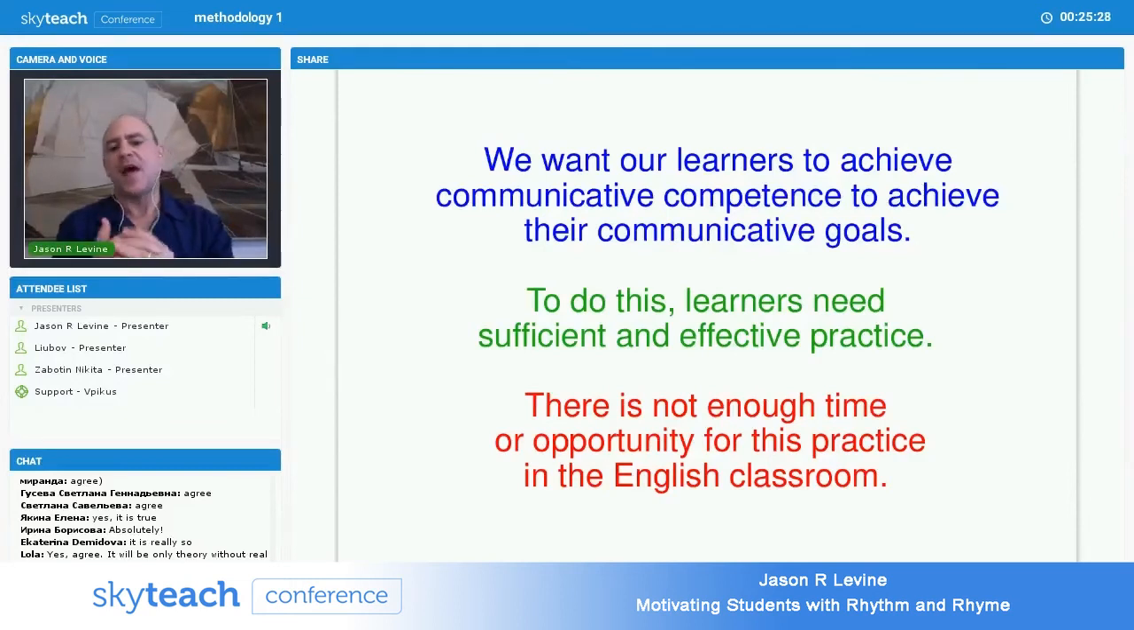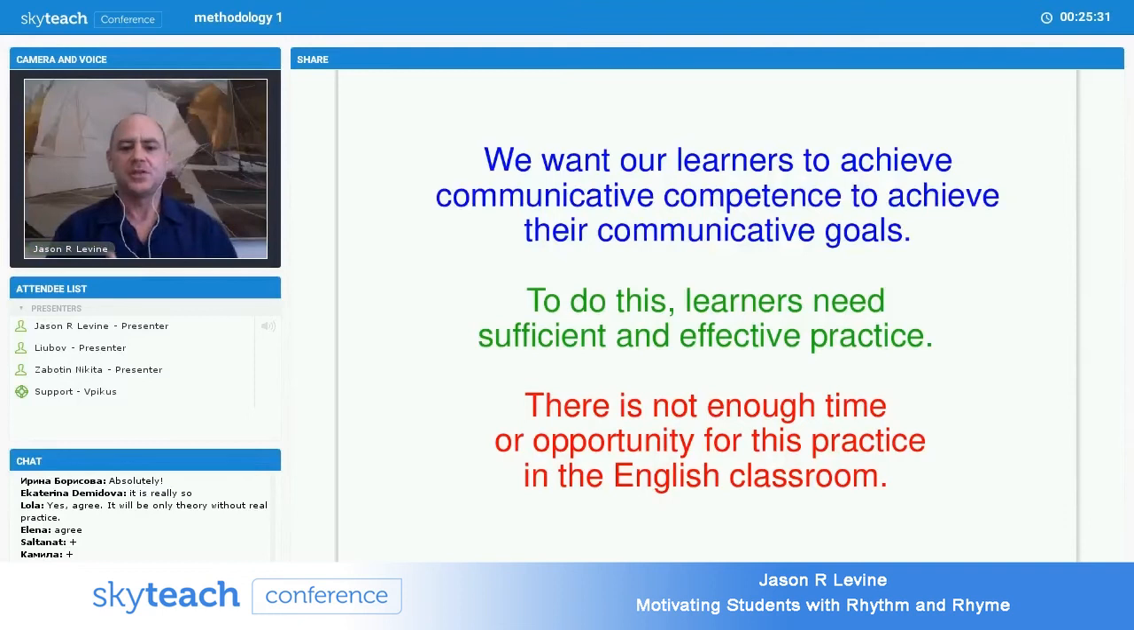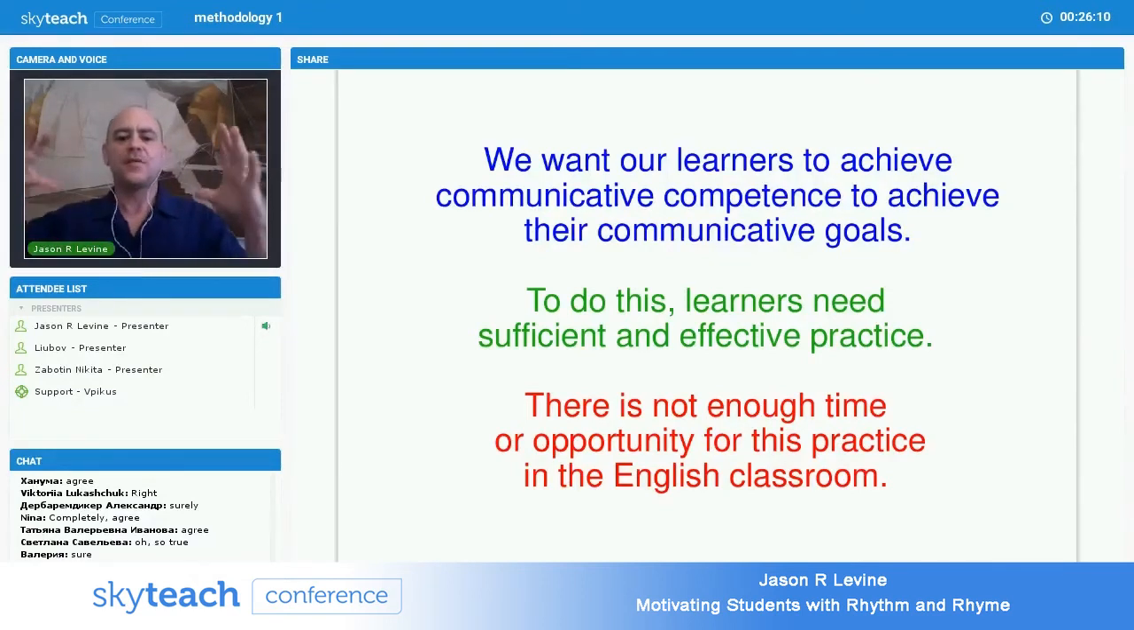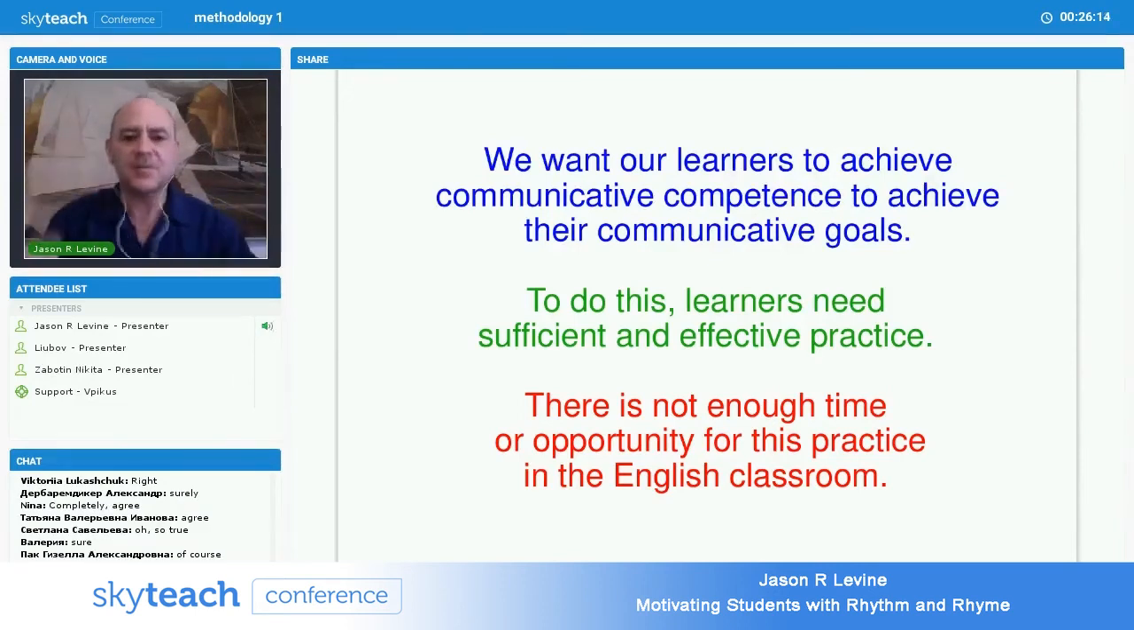These are the goals that I believe most, if not all of us, share. Or sorry, the goal on top, right? I think regardless of our approach, regardless of our opinions about English language teaching, we should want our learners to achieve the confidence they need with the language to achieve their goals. The third thing here, there's not enough time or opportunity for this practice in the English classroom. That's the issue that I focus on. And my job, I feel, is to help students get more of this practice out of the classroom so that when they come to the classroom, they can succeed more in those activities.